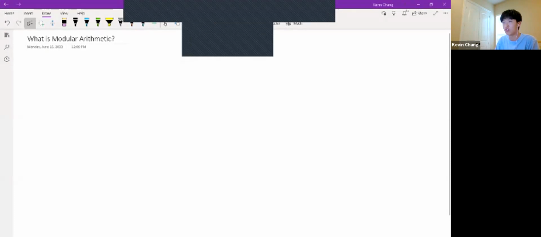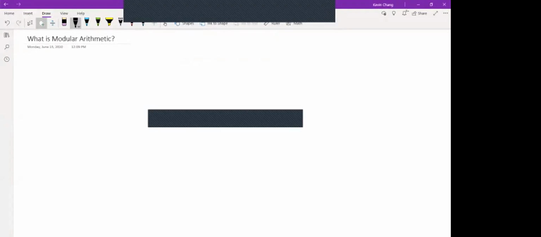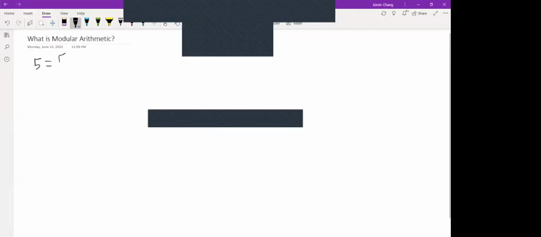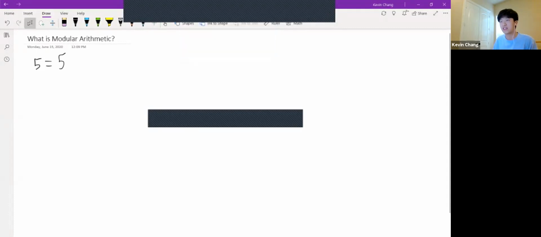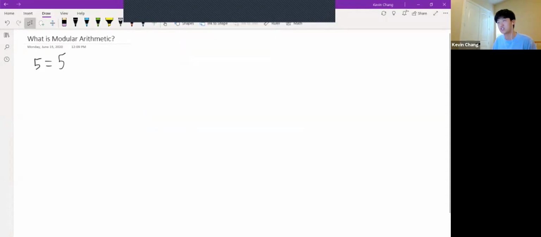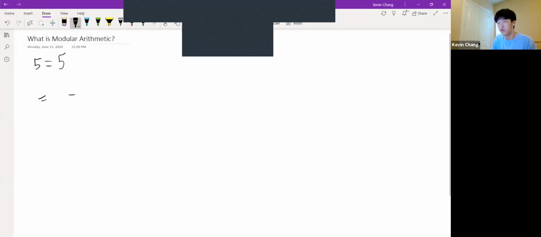So in ordinary math, we can write things such as 5 equals 5. And this is a perfectly valid statement in regular math because we are stating that the value 5 is equivalent to the value 5. But in modular arithmetic, we use a different system called modular congruences. So instead of an ordinary two-barred equal sign, we use something with three bars here.